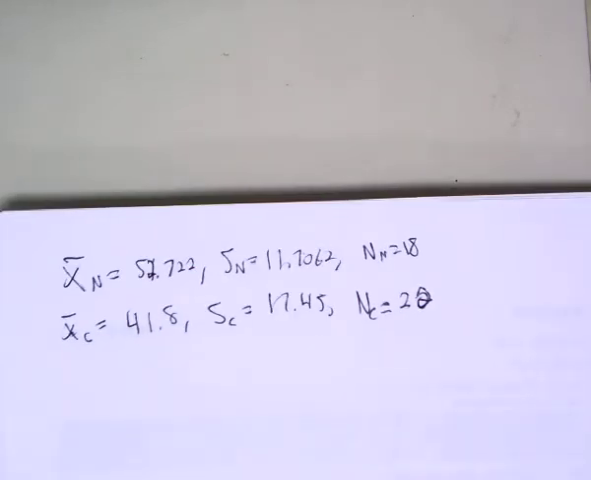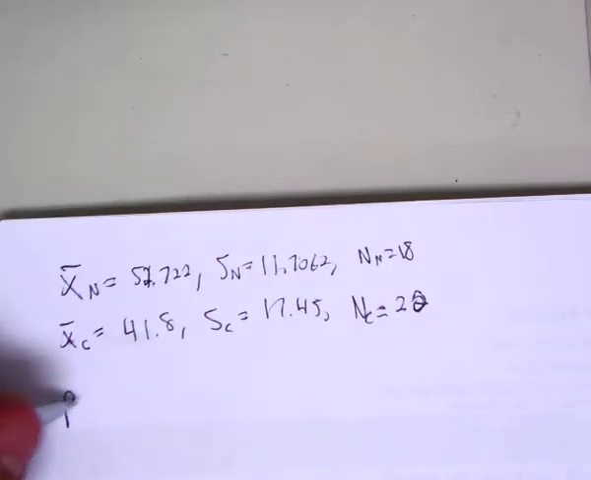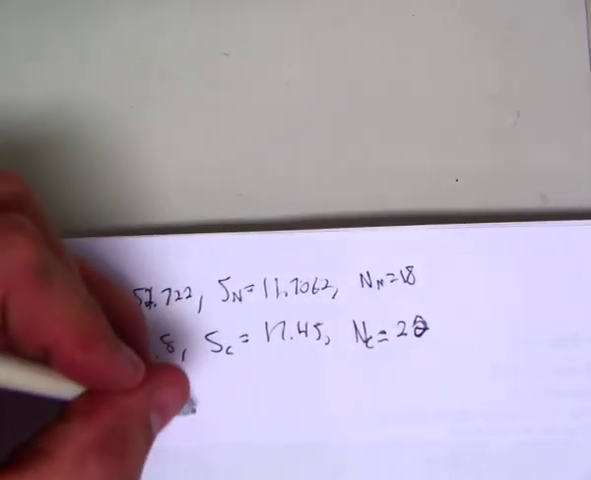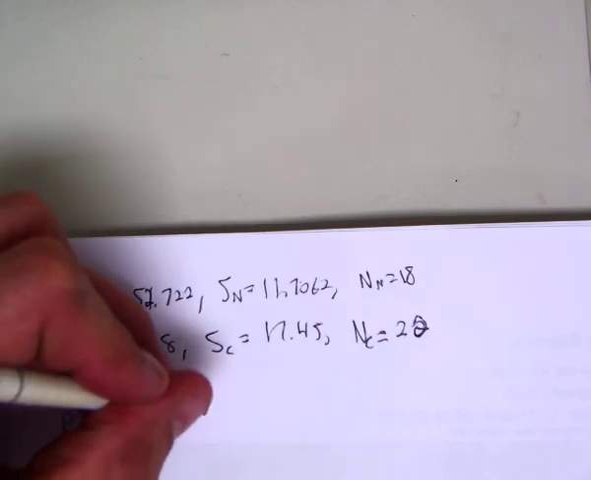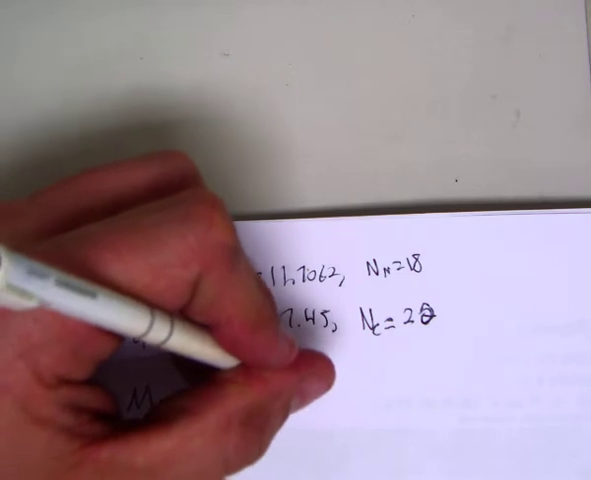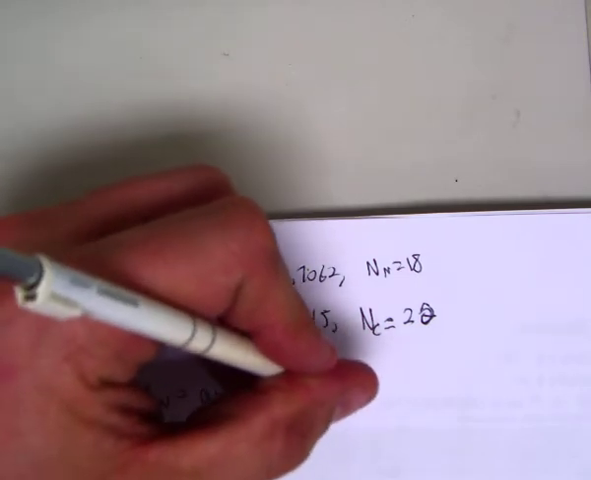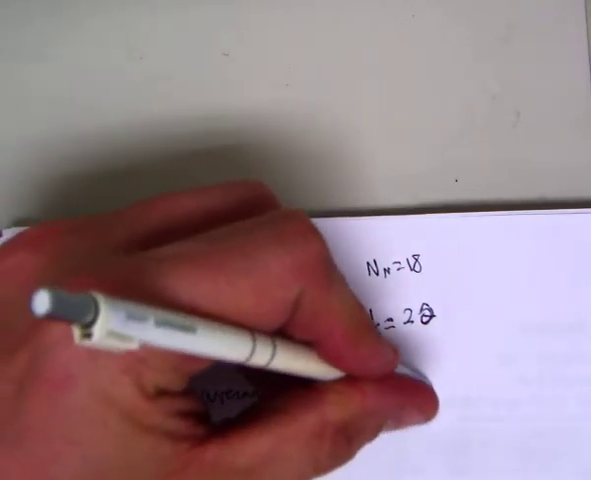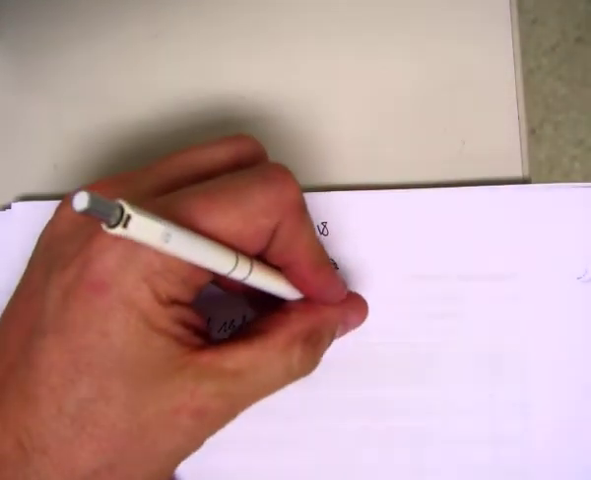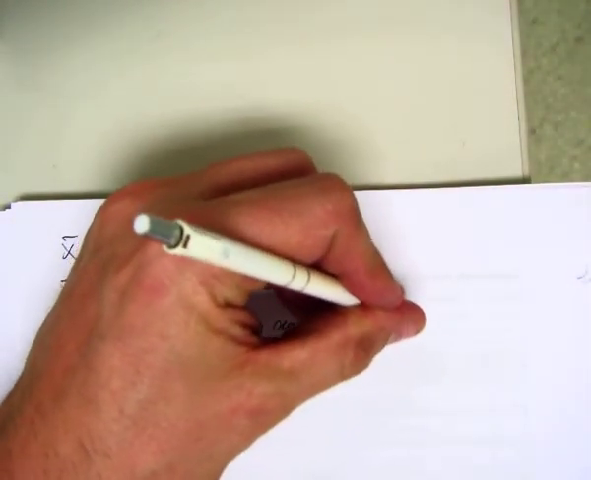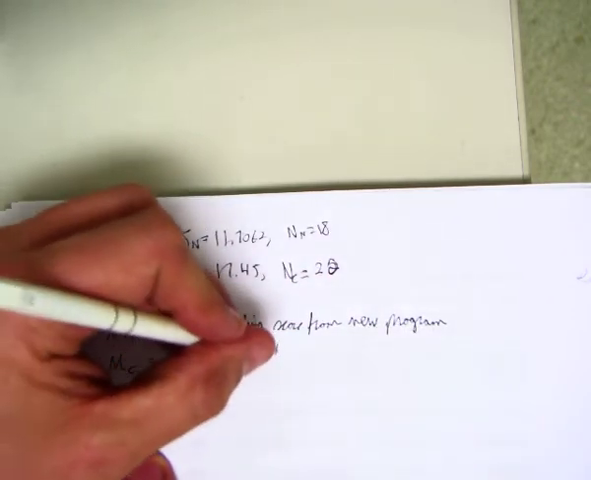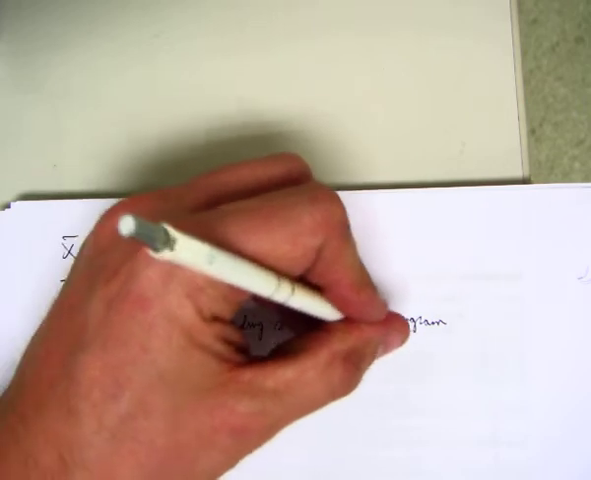So we've got to test the hypothesis, right? So p is the parameter. So the mu of N is the average reading score from the new program. And then mu of C would be the average reading score from the old program.